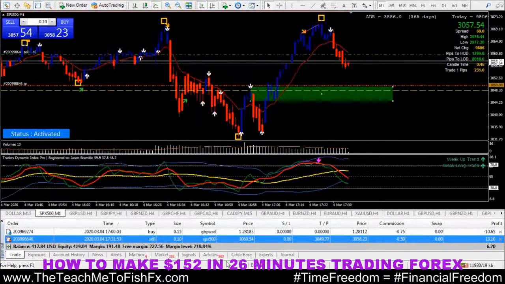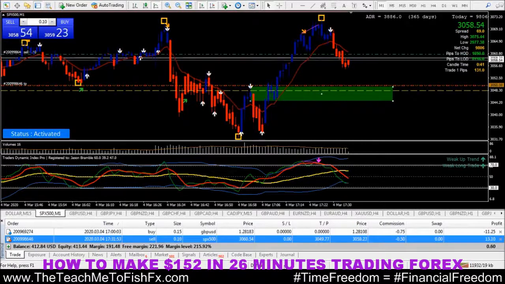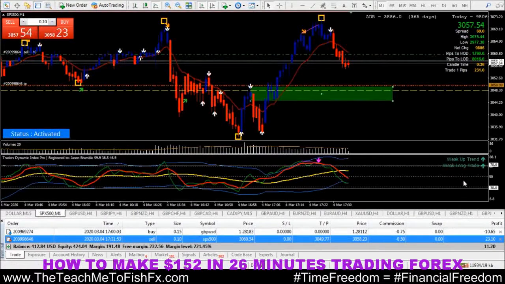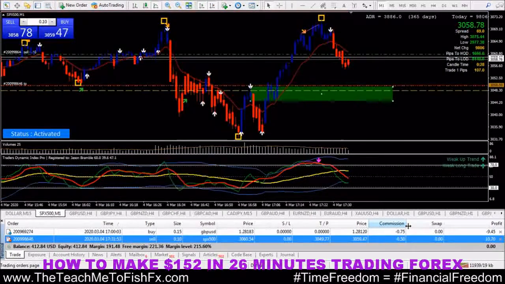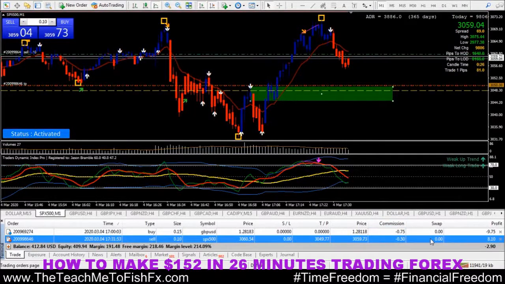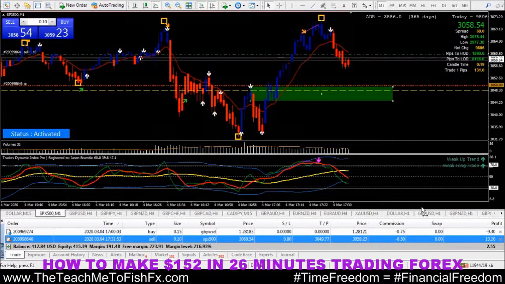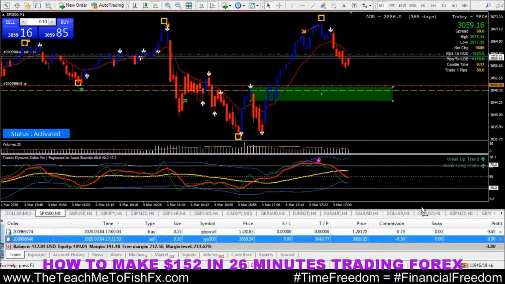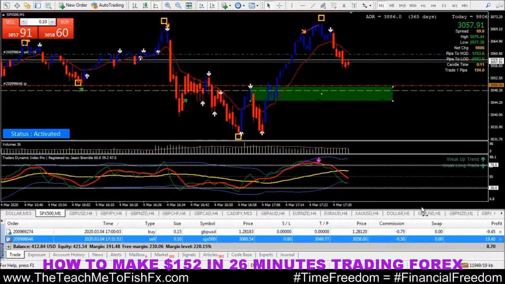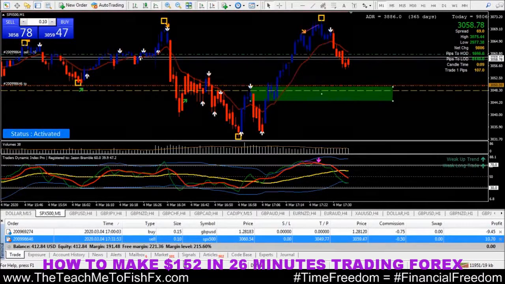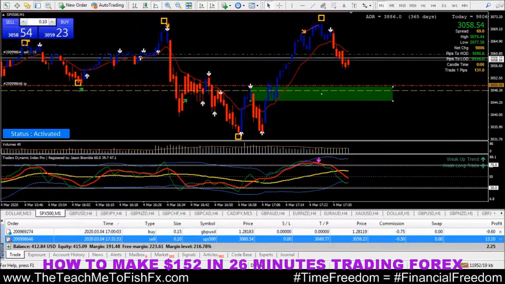So I need to put this at a 50 pip trailing stop. Okay, that's what we're gonna do. 50. I can actually do 53. All right, we're gonna do 53. Okay. All right, so we already made $44 an hour. Okay, how long have we been recording and trading? 23 minutes.